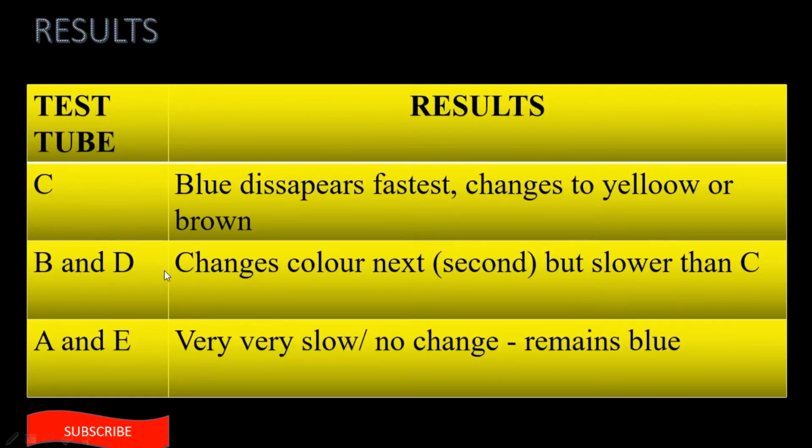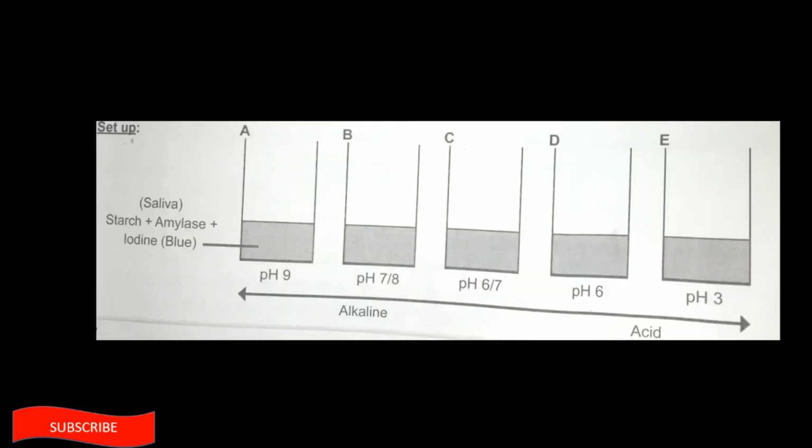Okay, and then from there we have test tube A and test tube E. We are told that there are very, very slow changes, or rather no change at all, that will be observed in these test tubes. Because there will be no changes, we can therefore conclude that starch was not digested by amylase. The reason starch was not digested is because these test tubes are off the pH range. Your amylase is not subjected to an optimum pH.